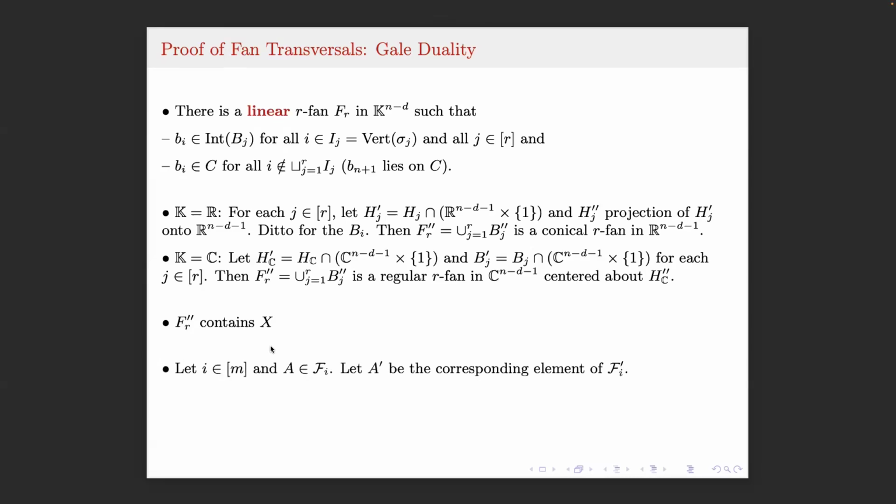And now we have to show that if I look at any A from any of these families that we started off with, it's not completely contained in any open blade. To that end, let I be in M, and let's take A from one of these families. Let A prime be the corresponding element of F sub I prime. Then under the Gale duality, we have that A is completely contained inside the interior of Bj, where Bj is coming from the one in Kn minus d, if and only if A prime is completely contained in Ij, the vertices of sigma j.